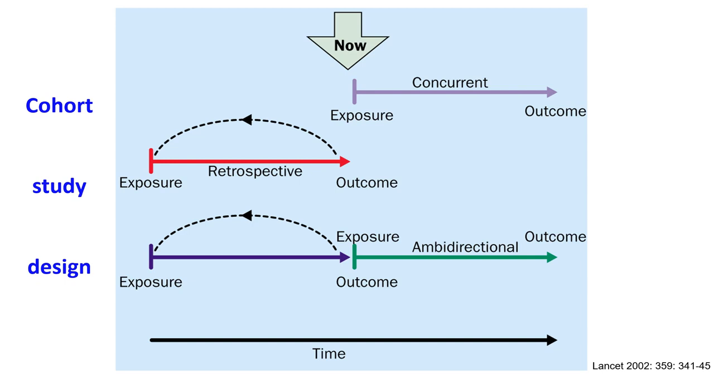And also, if you want to continue into the future in your retrospective cohort study design, then you can continue like the green line at the bottom. Then it becomes an ambidirectional study or retroprospective study.